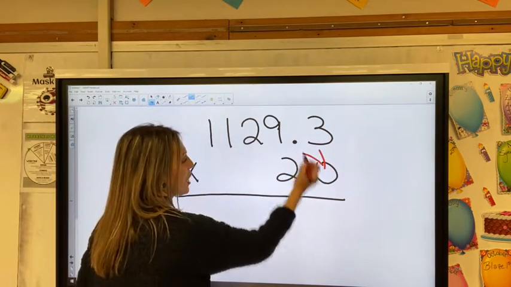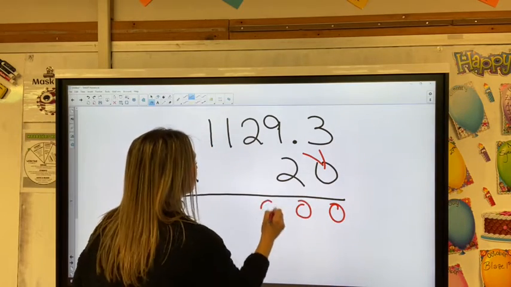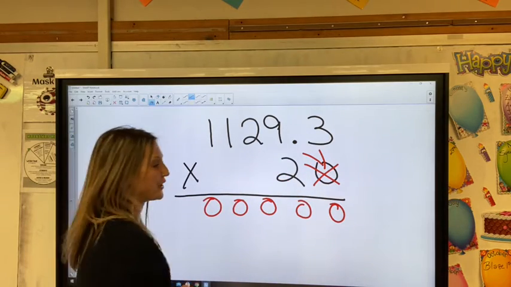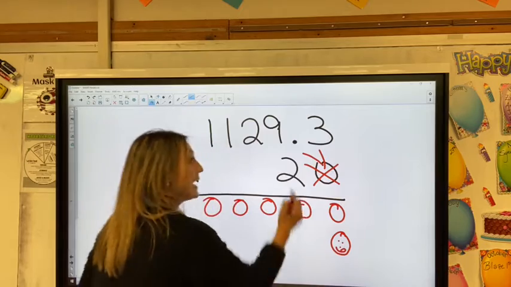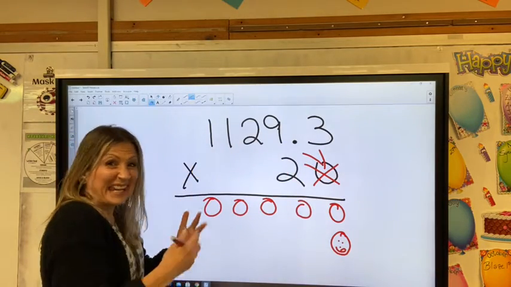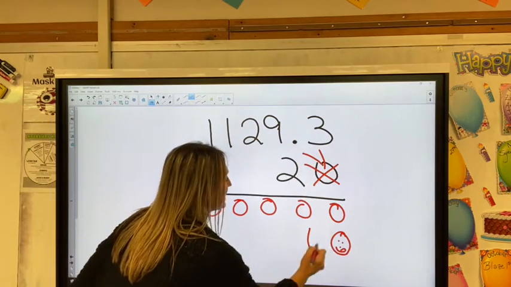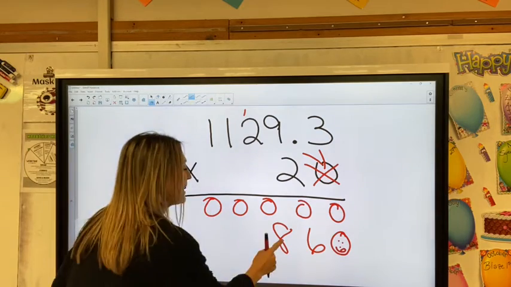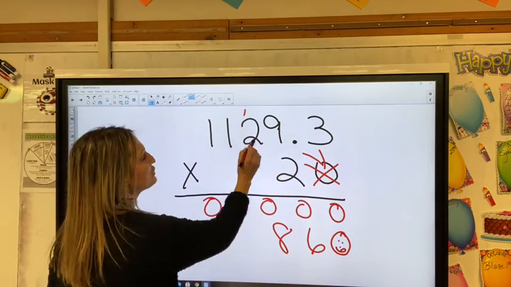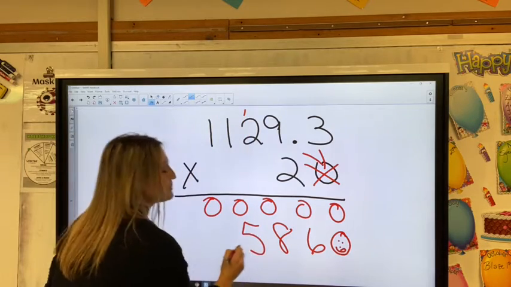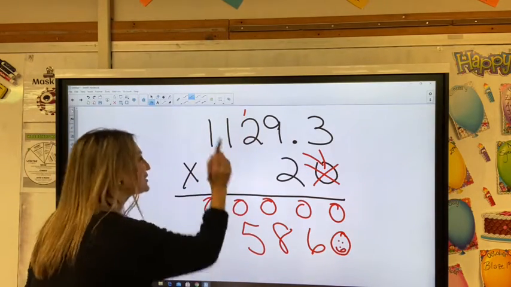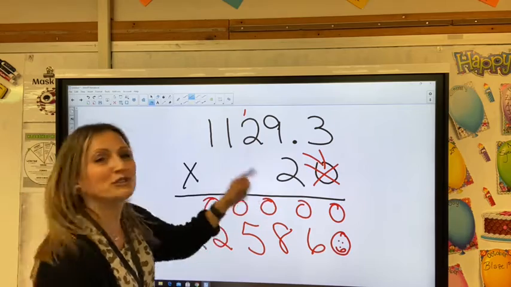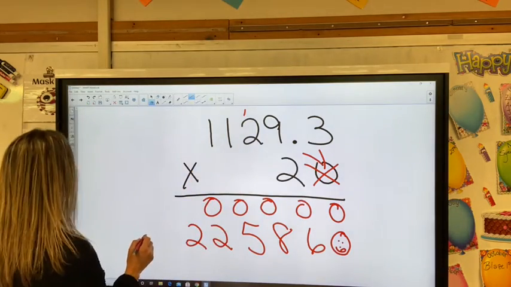These are all going to be zeros, right? Anything times 0 is 0. There's 5 of them. I've now used that 0, so I'm going to go over to the next place value. I'm going to add a placeholder, and then I'm going to multiply just like I multiply any other numbers in life. 2 times 3 is 6. 2 times 9 is 18. Put my 8 down, carry my 1. 2 times 2 is 4, plus the 1 I regrouped is 5. 2 times 1 is 2. 2 times 1 again is 2. And then I'm going to add these up.